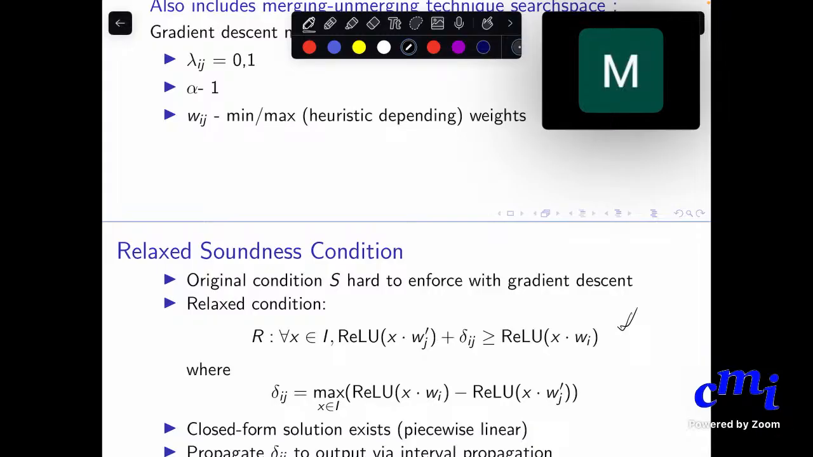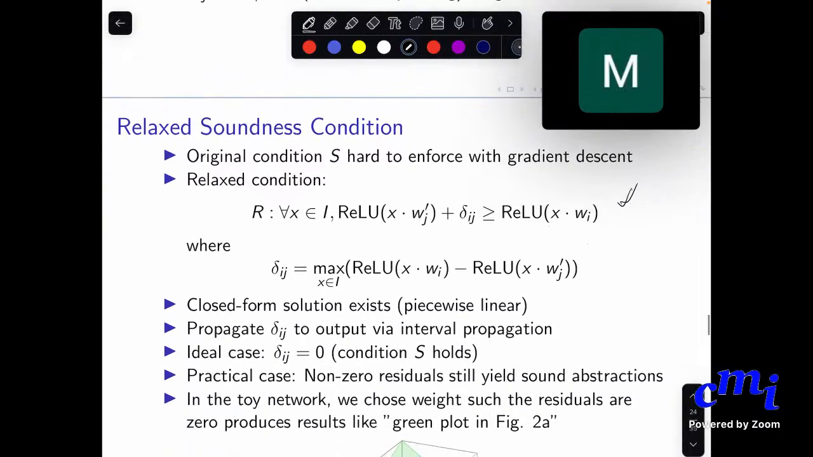So the relaxed condition is like this: there is some part where we are adding this delta ij. And how will we get the delta ij? Delta is the maximum of this difference of them. So by maximizing the difference of them, we will have this one factor delta ij to relax the soundness condition.